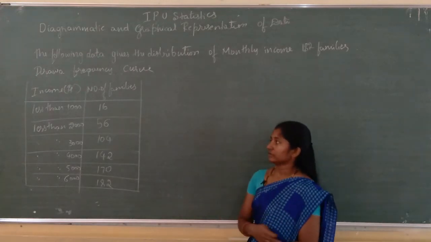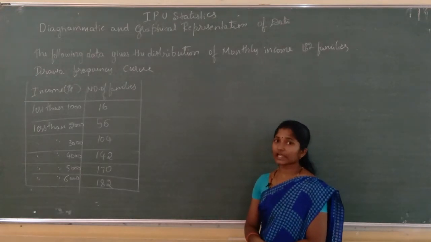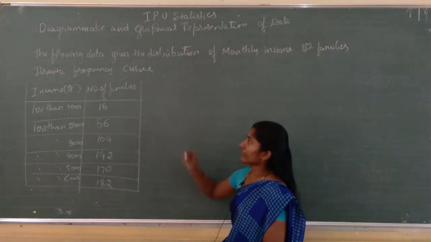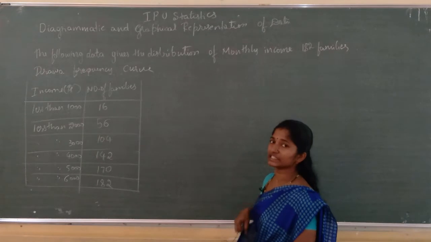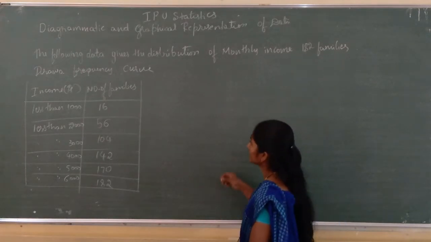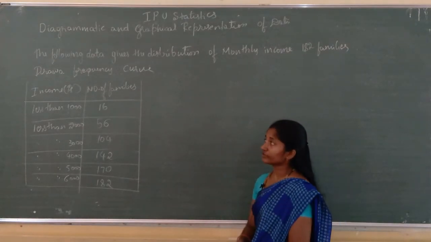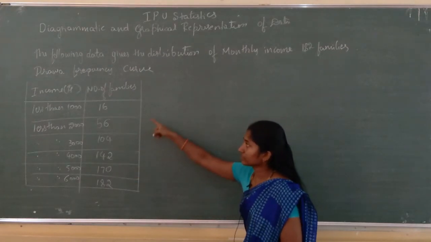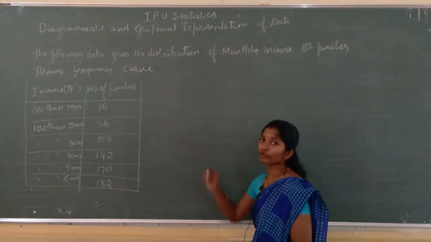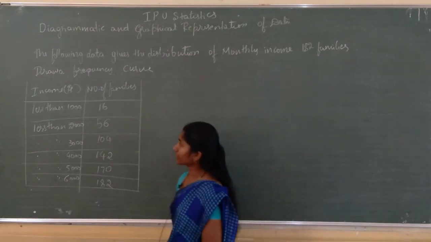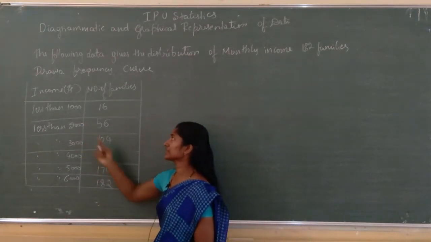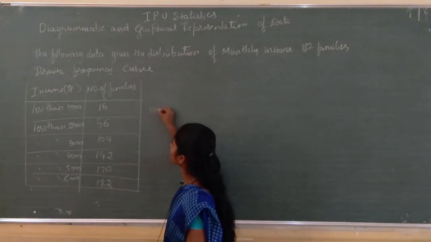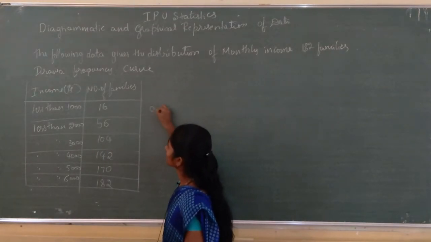Here LCF, less than cumulative frequency distribution is given, income is given, and number of families given. First we should convert into normal frequency, here see, less than is given. See, when you are converting to normal frequency, less than 1000 means 0 to 1000.